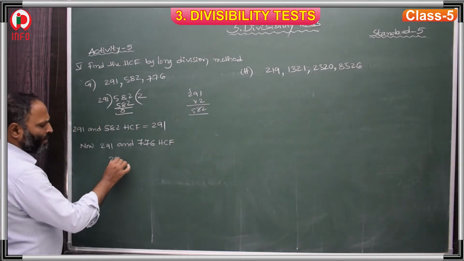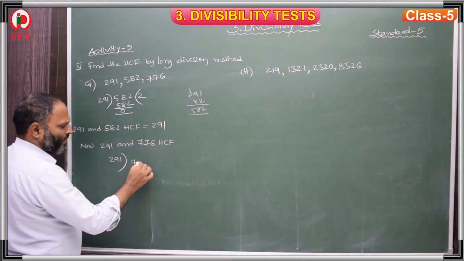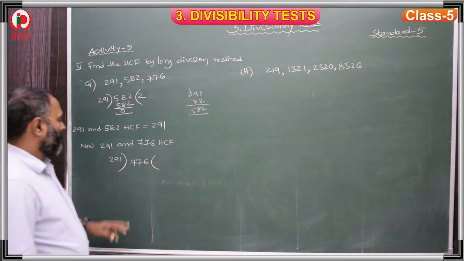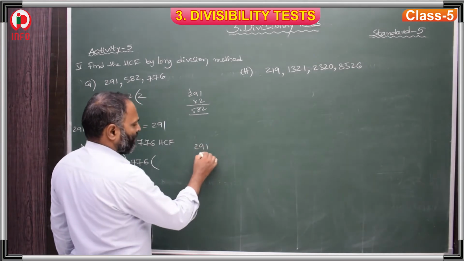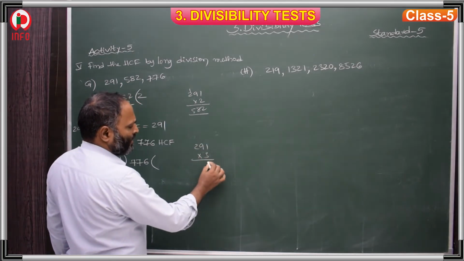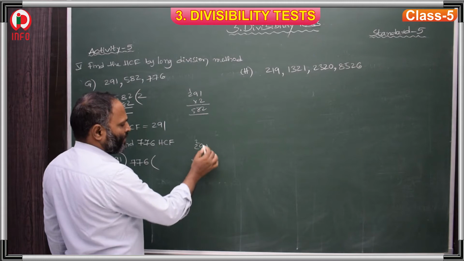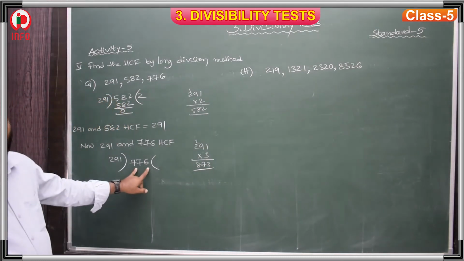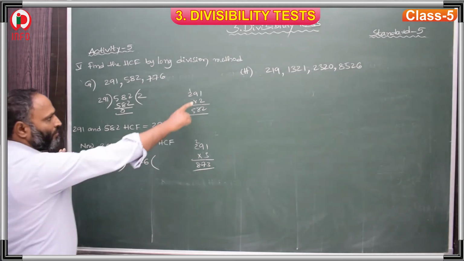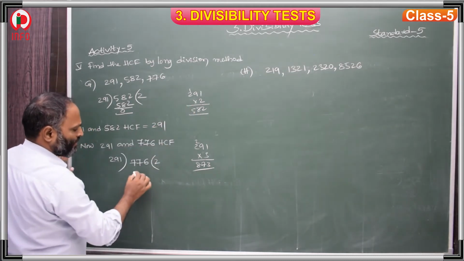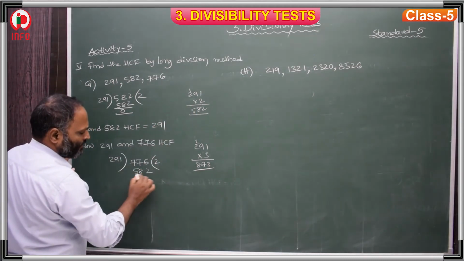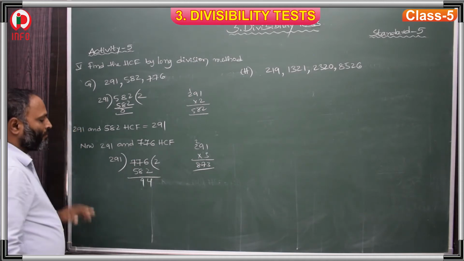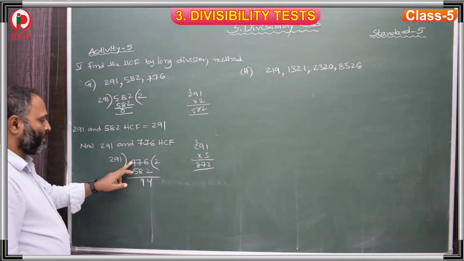Now 291 divided by 776. Now how to take 291 threes? 291 into 3: 3 ones are 3, 3 nines are 27, 3 twos are 6, 7, 8. 873. But here 776 is there. It means we have to take 2. 291 twos are 582. Here 4, 7, 9 and 6.